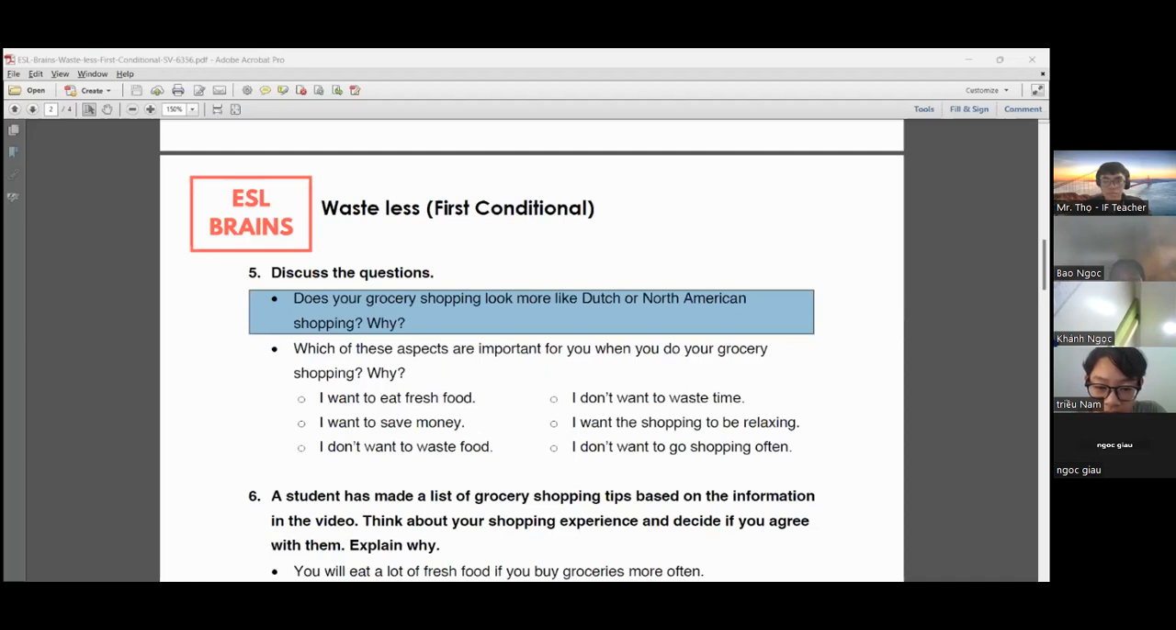And each person's cart is always full. They buy a lot of things. And I think our grocery shopping is like North America. Right, so you think that your shopping is similar to the North American. How about Chunam?